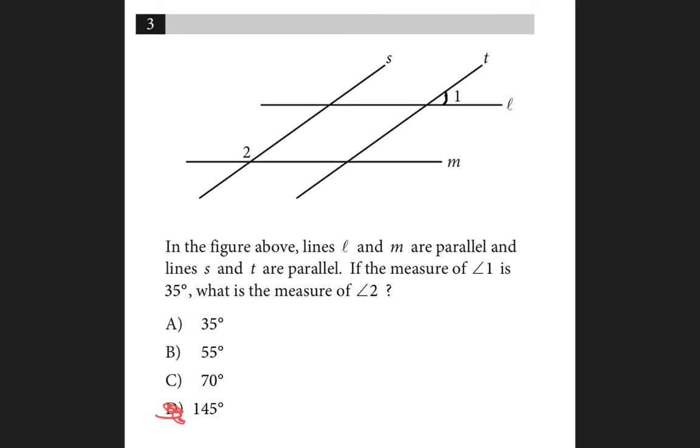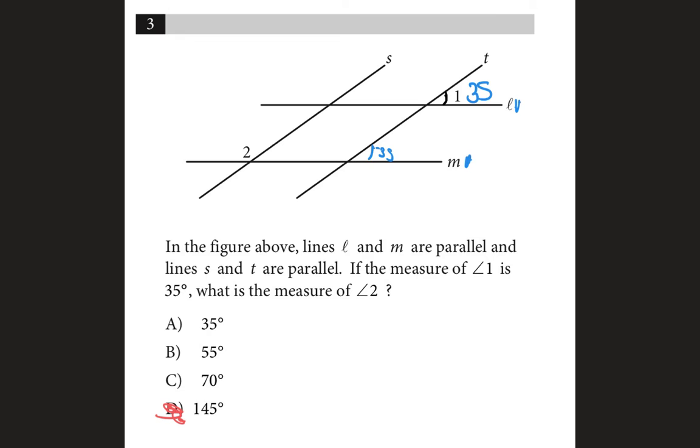So, okay, the key in solving this problem is that we are told that these lines are parallel. Now, when parallel lines are cut by a transversal, they make these angles. And we are told that this is 35. So, because these are parallel lines, these two right here make angles right there. So 35, those two are equal.